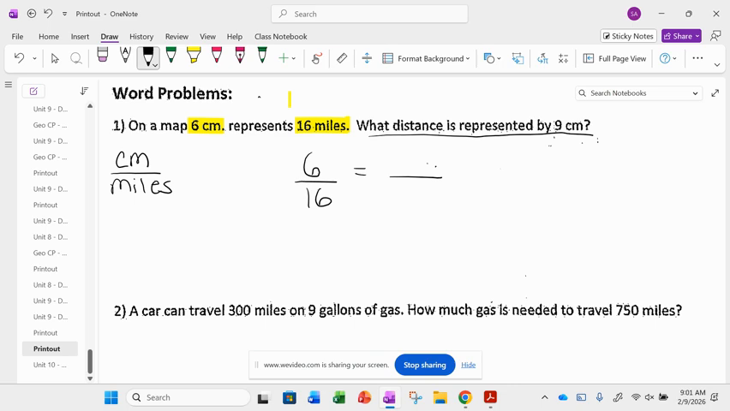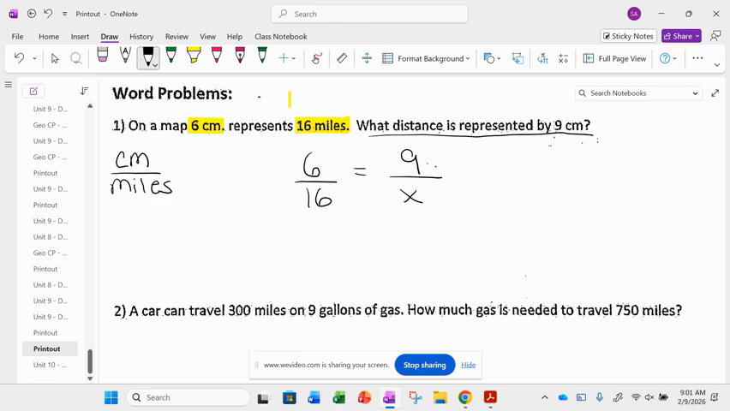In the numerator, because I said centimeters always go in the numerator. So it says what distance represents 9 centimeters. So 9 will go in the numerator. And it says what distance? How many miles does that represent? So I'm going to put x, that's what I'm trying to find, in the denominator. Did I lose anybody with how I set this up?